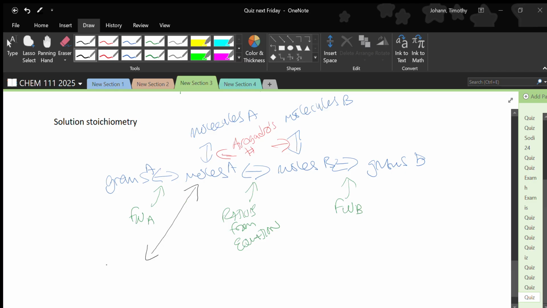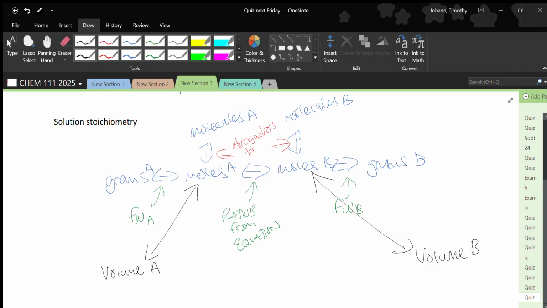We're going to add volume of A. And over here, volume of B. And you could do all these sorts of things. We're probably going to do a volume of A to volume of B problem, but I could go volume of A to grams of B. I could go volume of A to molecules of B. But if I want to go from volume to moles, how am I going to do that?